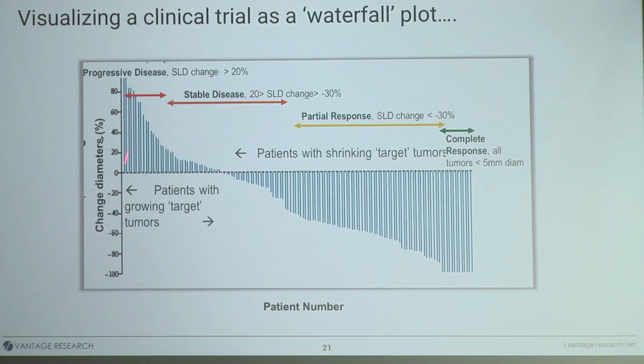At the end of the trial, what is the best change in diameters that you saw? And this is stacked by patient numbers. So these are all the patients that responded. These are the patients that are somewhere in between. These are the patients that really progressed and your drug didn't help at all. So in the immunotherapy literature, any paper that you look at will have this thing called a waterfall plot.